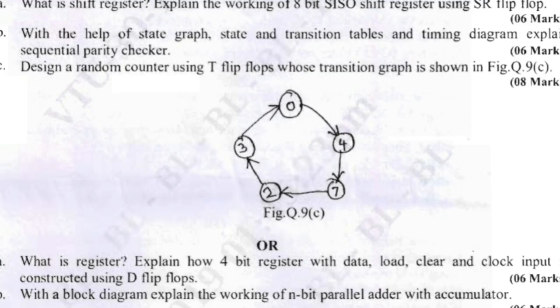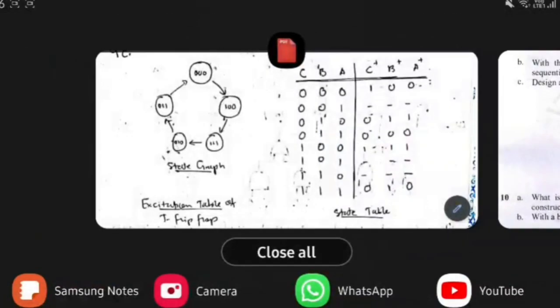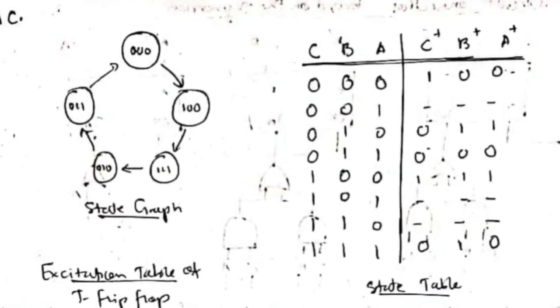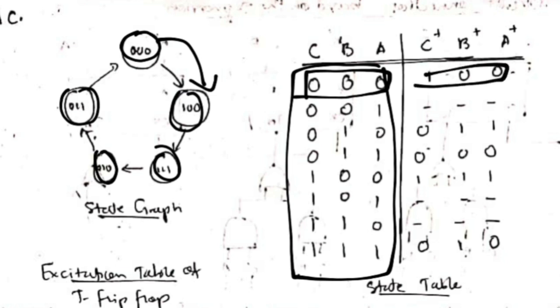Okay, in the next question we have been given to design a T flip-flop whose transition graph is shown in this figure. For this transition graph you have to design a counter using T flip-flops. So let's see how to do that. Firstly, we will write the binary values of the given graph, which is 0, 4, 7, 2 and 3. After writing this, write down all these binary values from 0 to 7, and then see here, after 0 it is 4 here, right? So after 000 write 100. That's the next state.